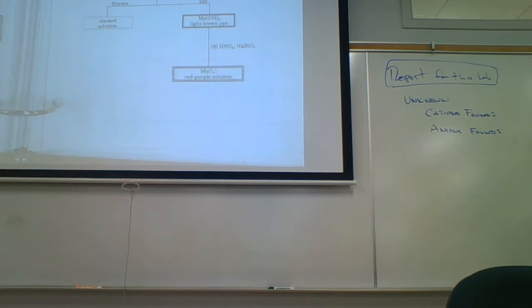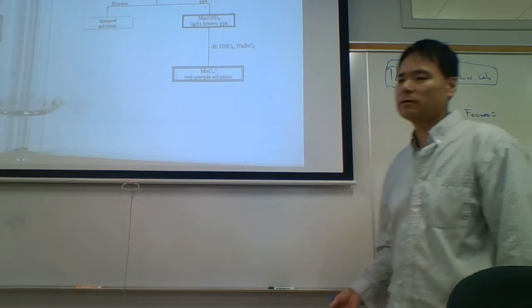So what I'd like you to do is going to be quite simple. You're just going to write the unknown cations found and the unknown anions found. You're going to get your unknown from the stock room, so this is after you finish your known.